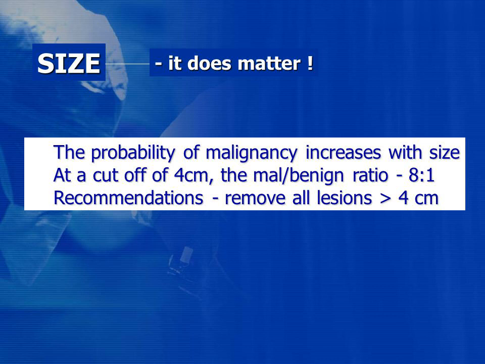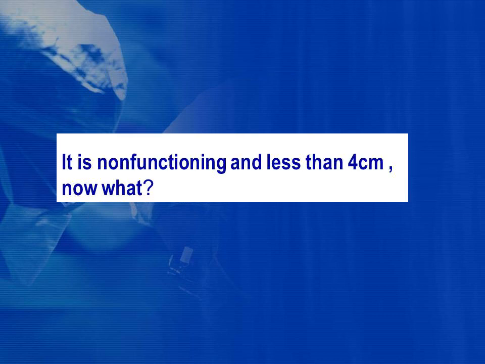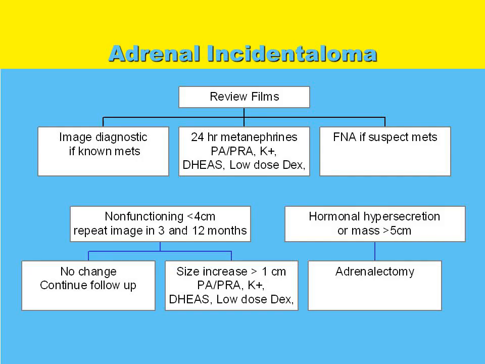At the cutoff of 4 cm, the malignant to benign ratio is 8:1. Recommendation: remove all lesions greater than 4 cm. If it is non-functioning and less than 4 centimeters, now what? Adrenal incidentaloma.